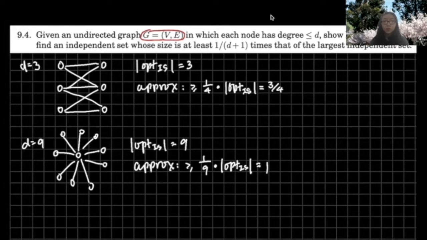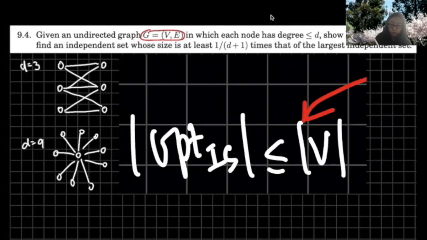In the most extreme case, our entire graph could be our independent set, in which case we have something like this, where none of the vertices are connected with each other. That is the best case, but this doesn't really happen. This is just not a well-defined graph. So we can probably use that in our calculations, because we can upper bound our optimal independent set by the number of vertices in the graph.